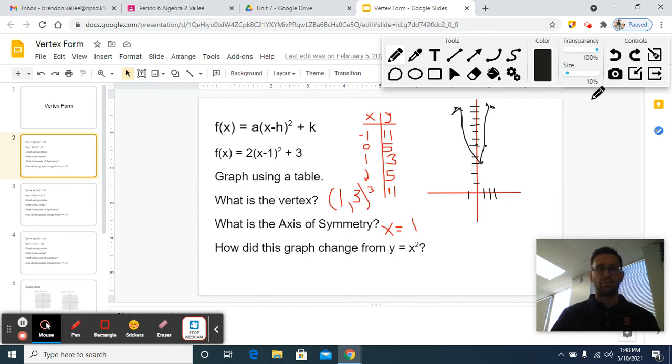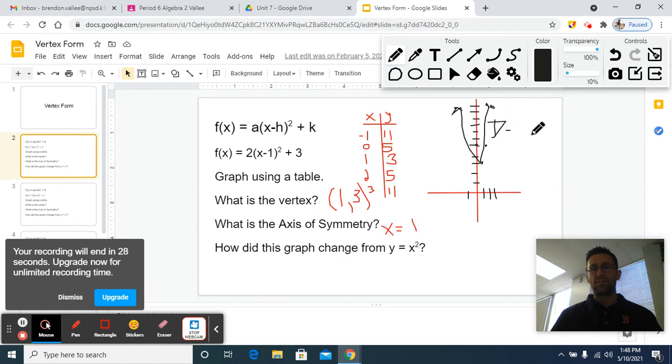X squared is the parent function. And then if you want to talk about domain and range, if you remember, I told you a little hint that the domain is always negative infinity to infinity for quadratics because it's never going to stop going left and right. Now the range does stop. It stops going down here. It stops at 3 and goes up. So it goes from 3 to infinity. That's the range. And of course, my vertex again is 1 comma 3, and my axis is x equals 1.